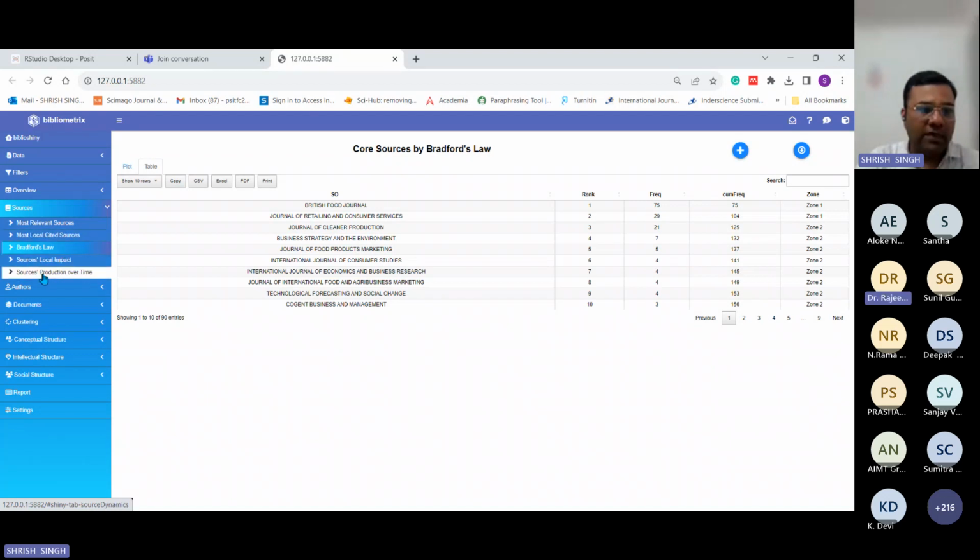Source local impact. Why are we using local? Local indicates that this is based on these 258 articles only. If we see the same concept globally, it might have different results. But local means that out of these 258 articles, these are all the results which we are showing, right? So source impact, local impact means out of the 258, which are the most impactful sources. Source production over time shows which is the most productive source.